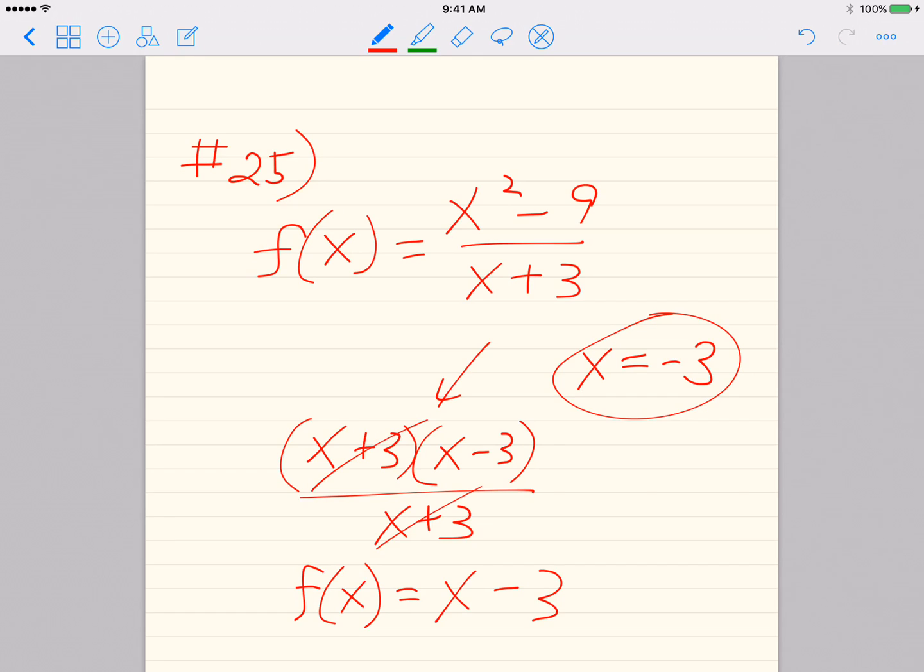The only thing different about this function as opposed to the equation y equals x minus 3 is that the x value is not defined at -3. So it's not a vertical asymptote. I talked about this in my video, 2 videos prior to this one. That x equals -3 is a little hole on the graph. We call that the removable discontinuity.